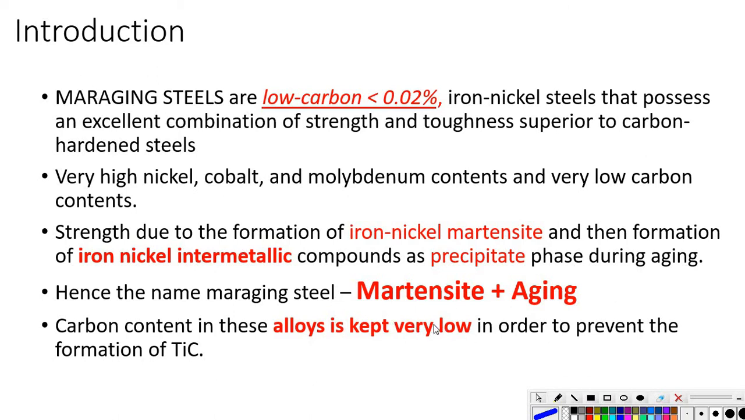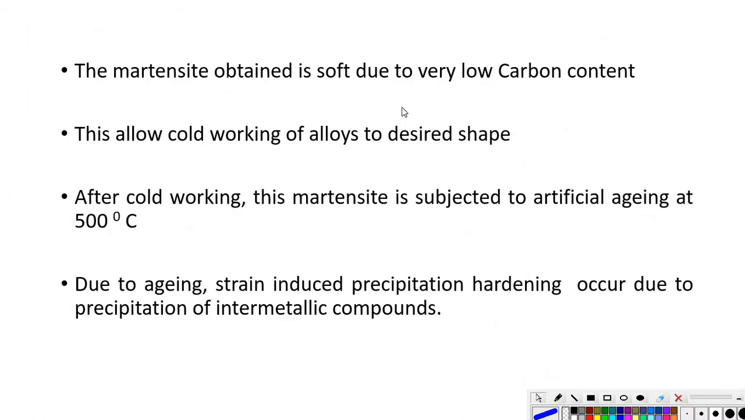So this is a very important characteristic of Maraging steel. We keep a very low carbon content in the Maraging steel, in order to prevent the formation of titanium carbide, TiC. Because here we use titanium as an alloying element, which improves the properties of the Maraging steel, but there is a chance for the reaction of titanium with the carbon. So in order to prevent this formation of titanium carbide, we maintain low carbon content in the Maraging steel. So this is what we discussed. The martensite obtained is soft due to low carbon content.